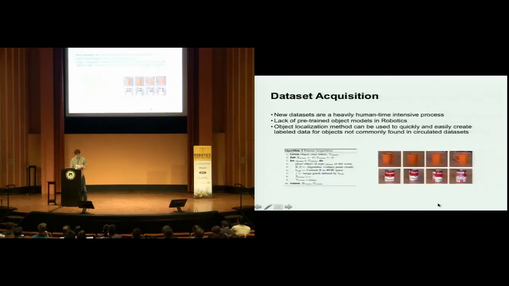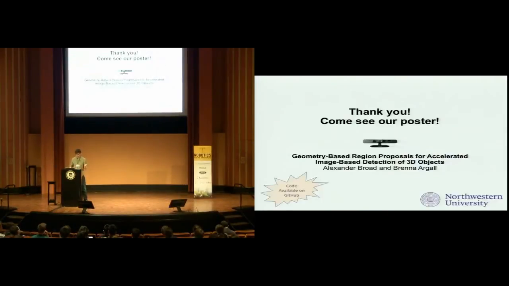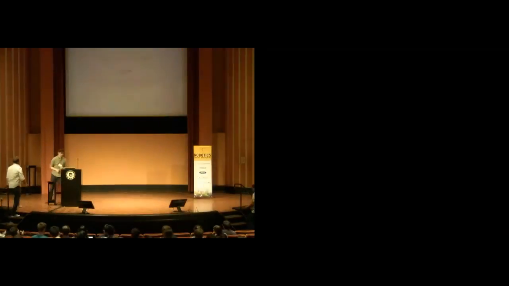One last thing quickly before I turn this over. This can also be used to create data sets. If you just use the localization method in this approach and put a single object in your scene, this localization method can be used to store data at different positions and orientations and under different lighting conditions to then train a neural net. So if you have objects that aren't in a widely distributed data set, you can create your own set this way. And last point, the code is available on GitHub, so if you want to play around with it, feel free. Thanks.